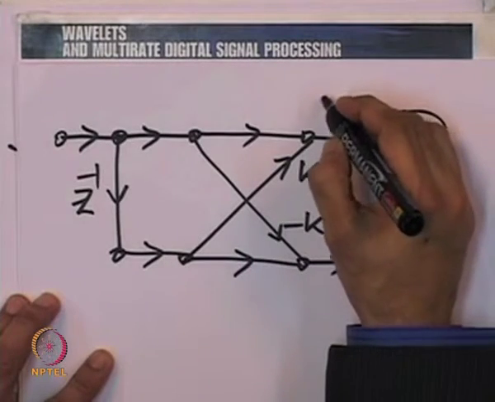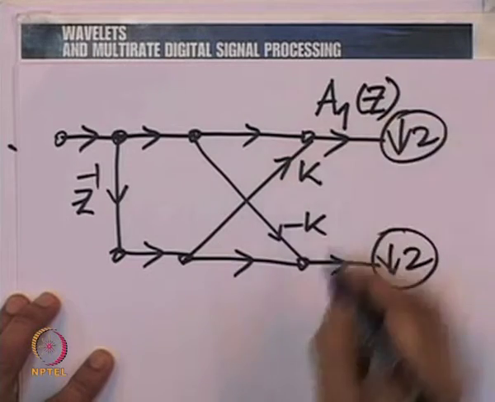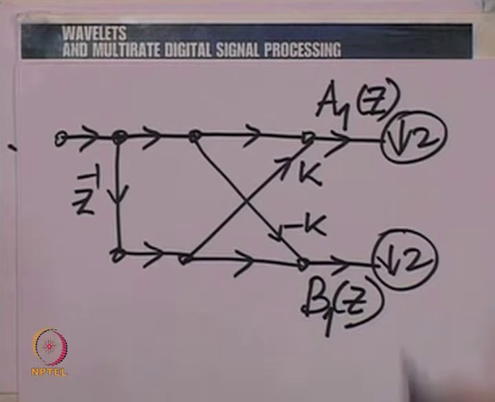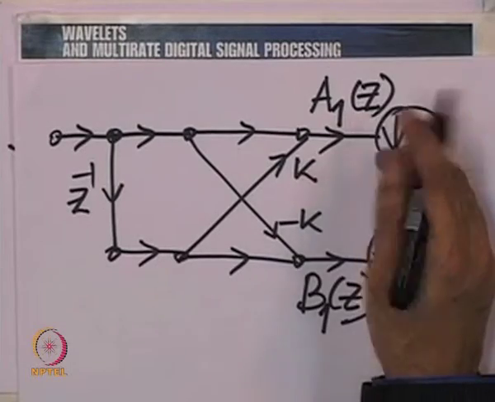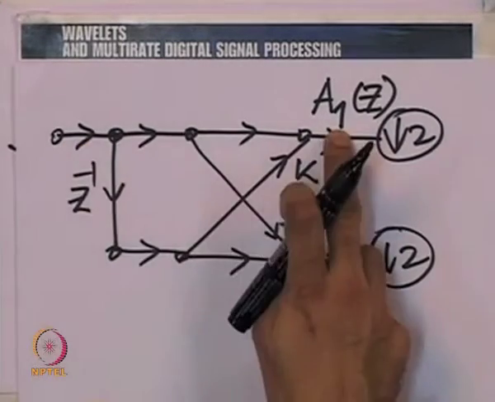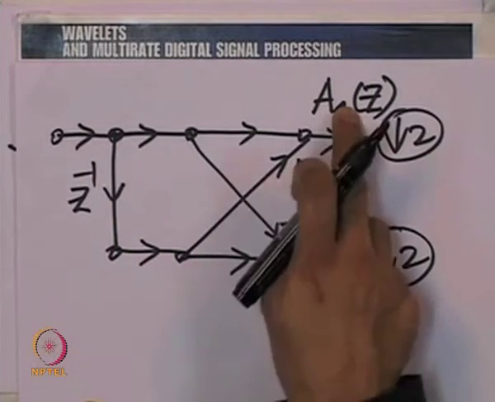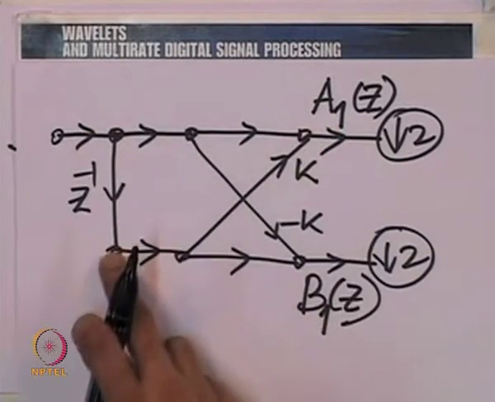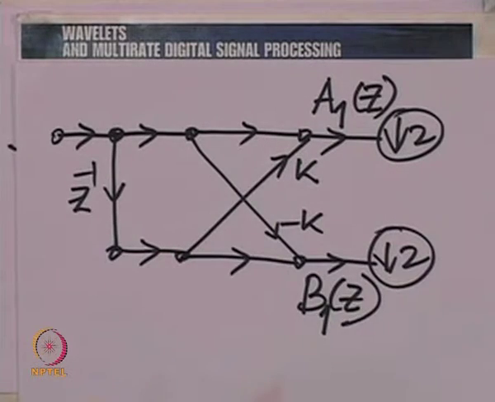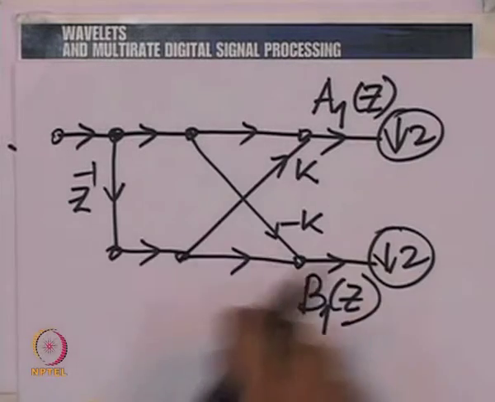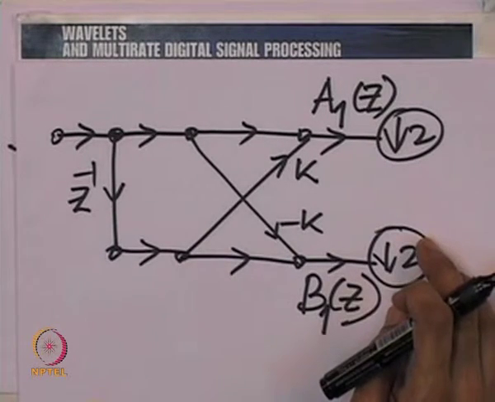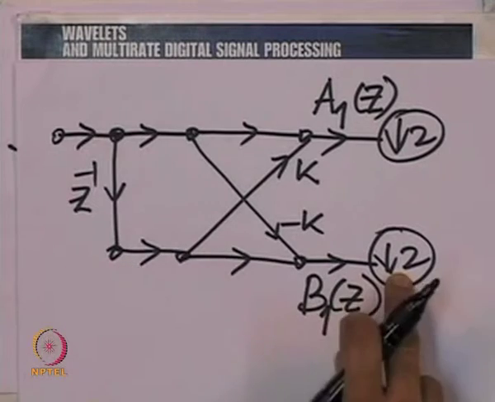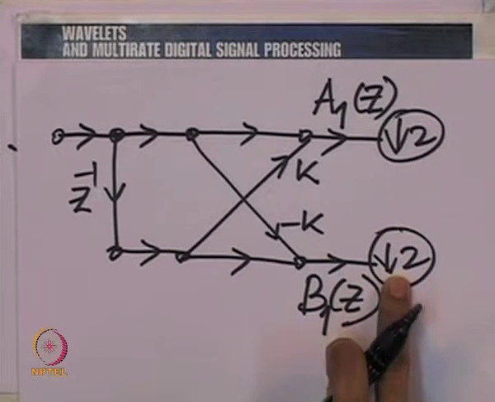Let's put down the system functions, let's call them A1 z and B1 z here. The system function up to this point is essentially 1 plus z inverse times k. Simple enough, is not it? A1 z is 1 plus z inverse times k, looking at all the forward paths. Notice there are no loops here, so there is no question of a denominator. B1 z is similarly minus k plus z inverse. Let us write these two down.